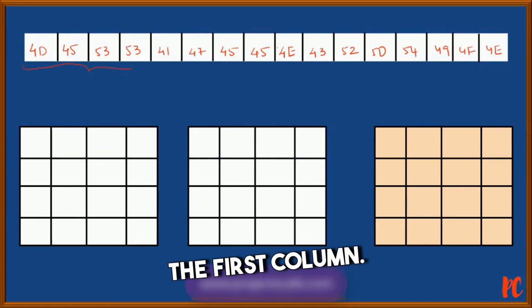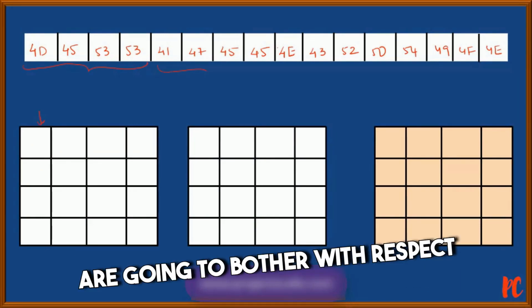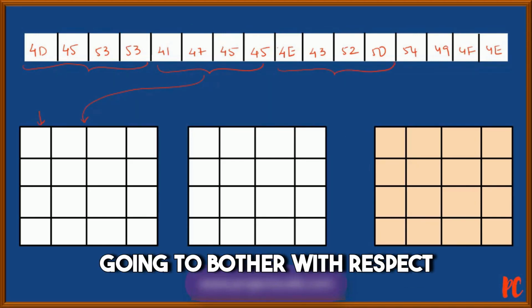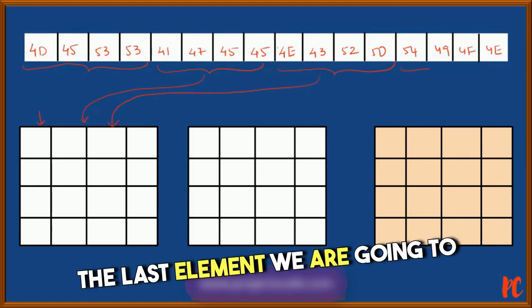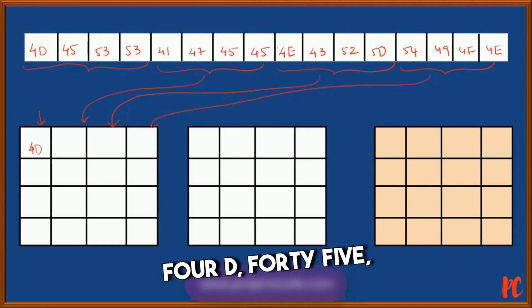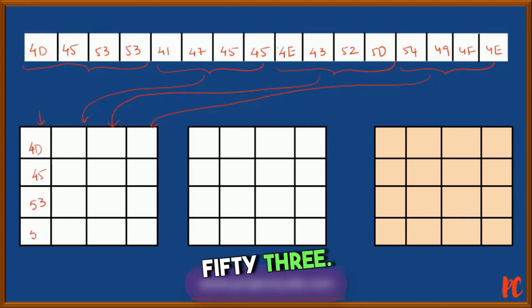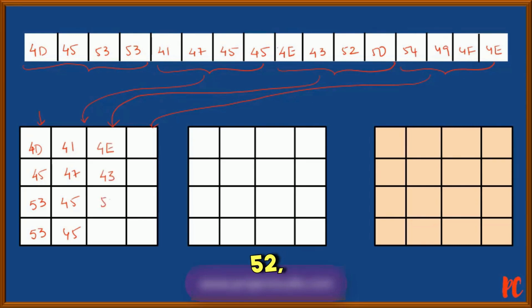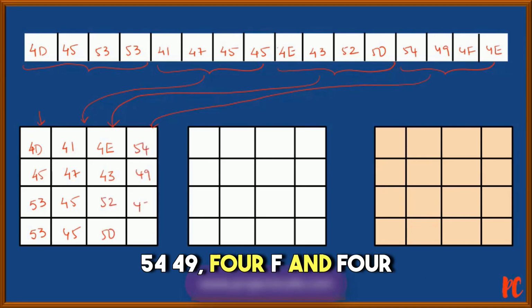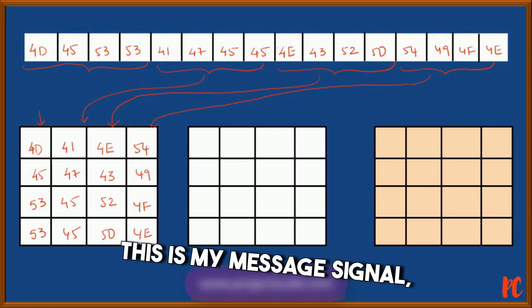As we did with key generation, even with respect to the round, the first 4 elements we are going to consider as the first column, and the second 4 elements as the second column. The third 4 elements go to the third column, and finally the last elements to the last column. So the first column would be 4D, 45, 53, 53. The second column would be 41, 47, 45, 45 again. The third column would be 4E, 43, 52, 50, and the last column would be 54, 49, 4F and 4E. This is my message state, right?